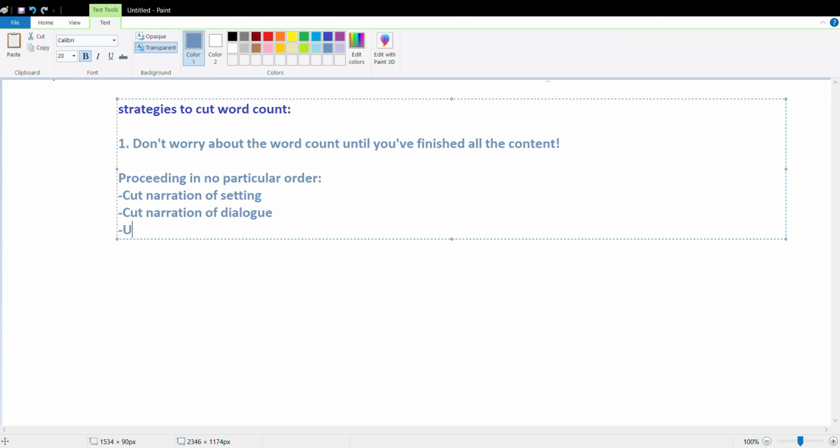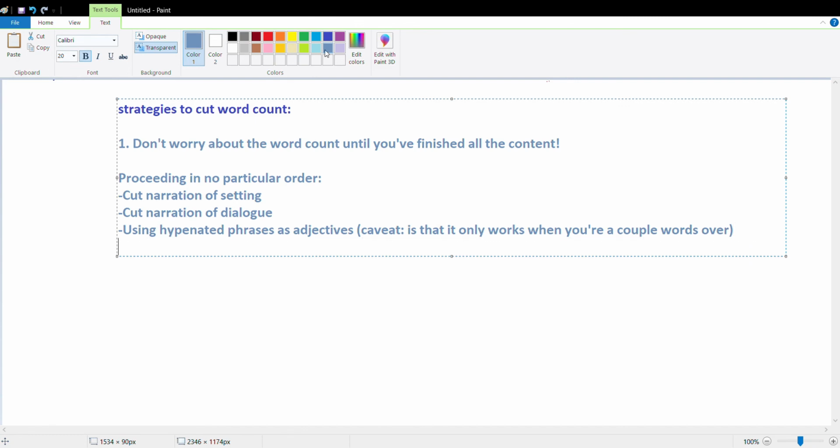We also talked about using hyphenated phrases, which honestly was my favorite thing to do when I was applying to college. But a caveat to this is that it only works when you're a couple words over. So if you're many words over, then cutting these other areas that I mentioned are going to be more useful. And then lastly, we just talked about cutting the conclusion, which I think is honestly the most useful and most important one that you can take out of this video.